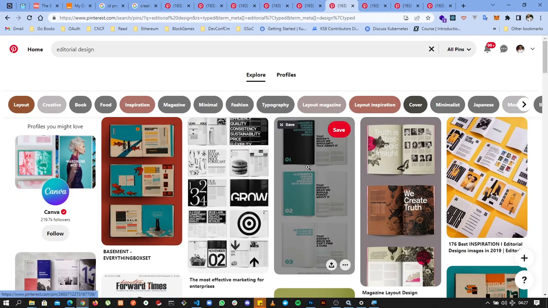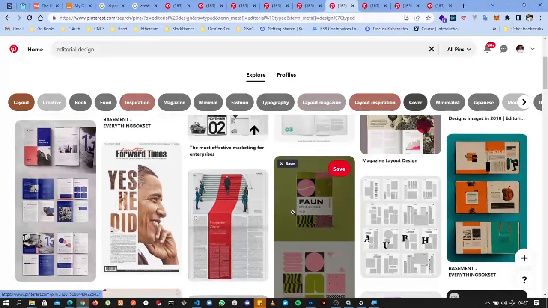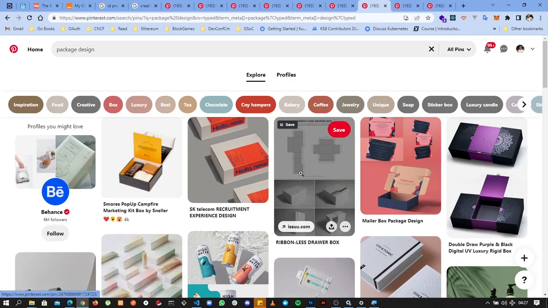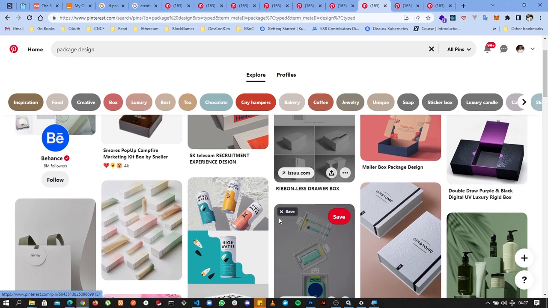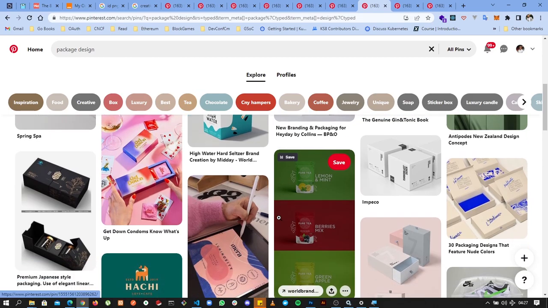So let's look at that, something like this, right? This is what's called editorial design. And moving on to the next one, we have package design. Basically, you're packaging products, right? Packaging the boxes of products, cans, food packaging, beauty products, and so on. So we have something like this. This is what is being referred to as package design, right? This is a particular type of design project where you have to do designs for packaging of products. I'm sure that makes sense.